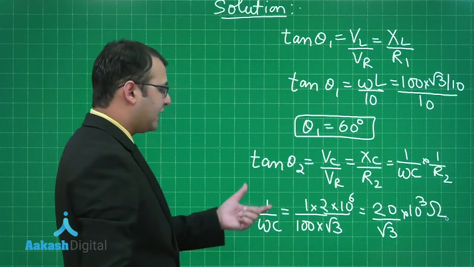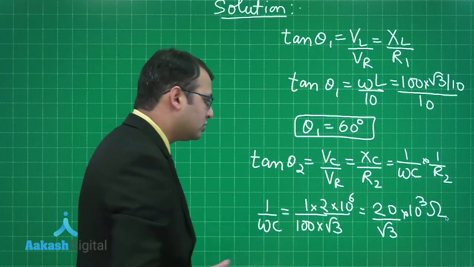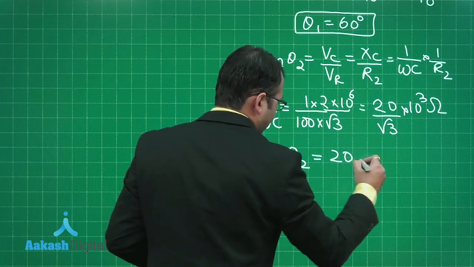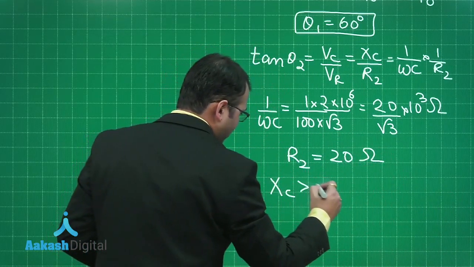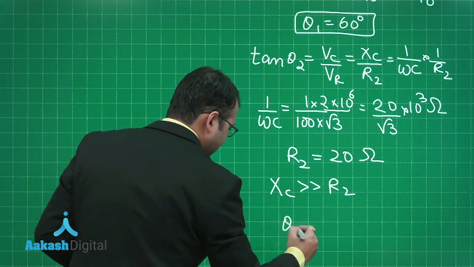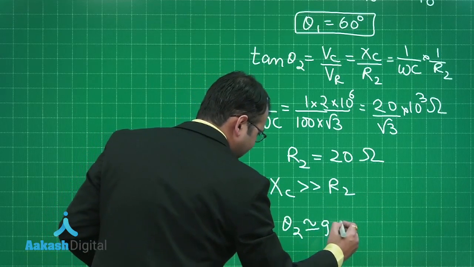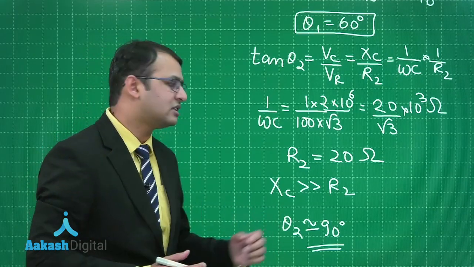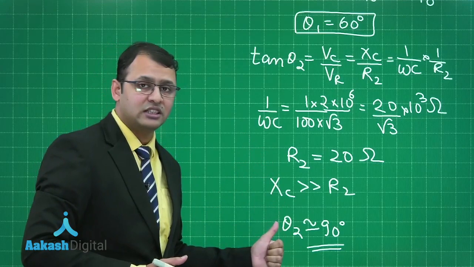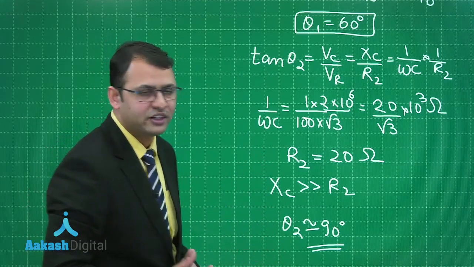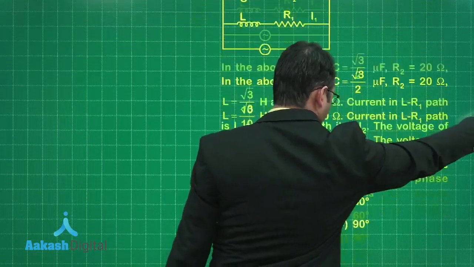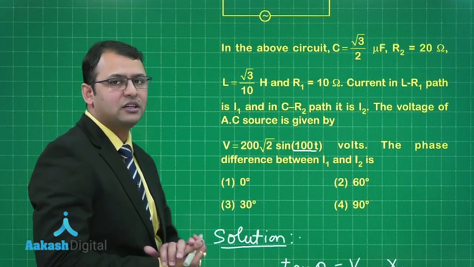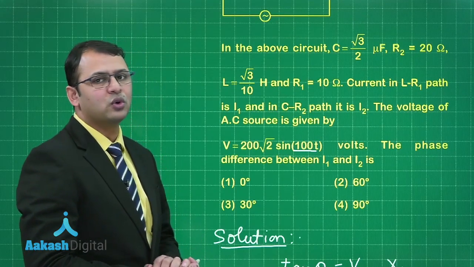You will find this XC value is much greater than R2, because R2 is simply 20 ohm, right? That means XC is much greater than R2. In that case, theta 2 would be nearly equal to 90 degree, right? So what's the phase difference between the potential and current in the CR circuit? It's 90 degree. And there it was 60 degree. So in total it becomes 150 degree. Among the given options you can see 150 degree is nowhere. That means this question would probably be given as a bonus to you. Now let's move on to question number 25.